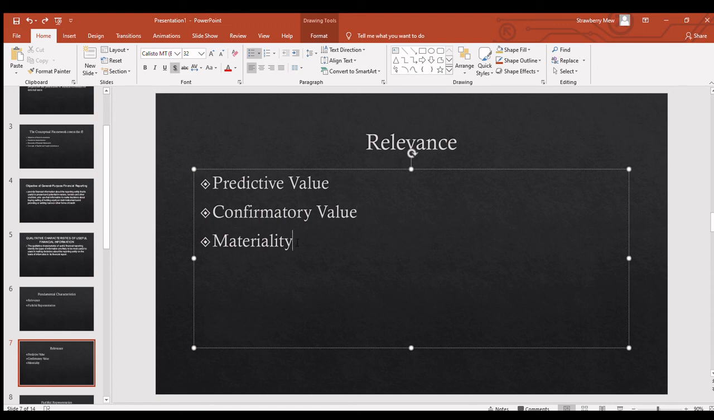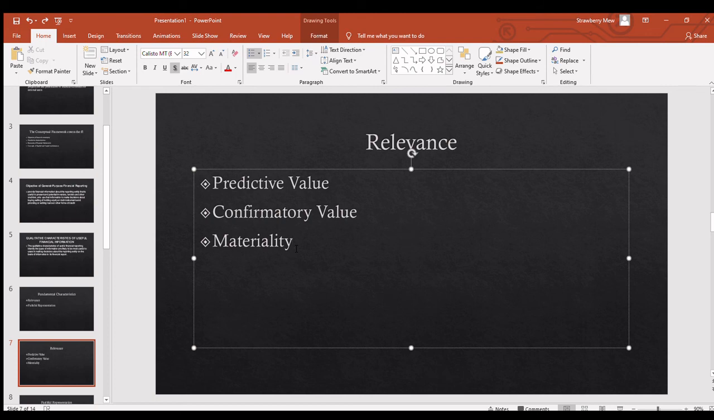Relevance also includes the materiality. Okay? Materiality is dependent on the size and nature of every business. Pero ang materiality kasi, it is defined as if omitting it or misstating it could influence decisions that users make on the basis of financial information. Okay? So kapag material ang isang information, if we omit this information, it would affect the decisions of the users.